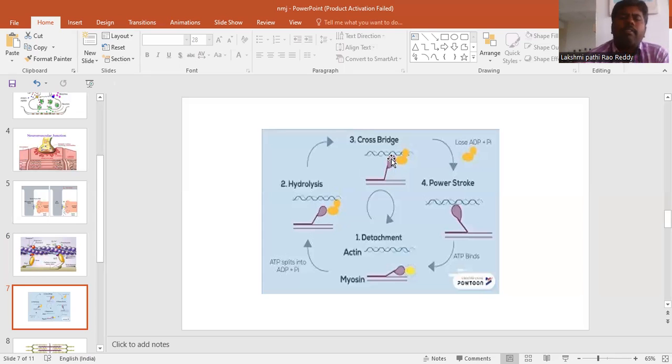It is binding with the active sites of the actin filaments, then pulling apart. It loses the ADP plus inorganic phosphate. See here it is binding, and in this step it is pulling inside. So this we call the power stroke. The first point we call detachment, second is hydrolysis, third is cross bridges, and the fourth one is power stroke.